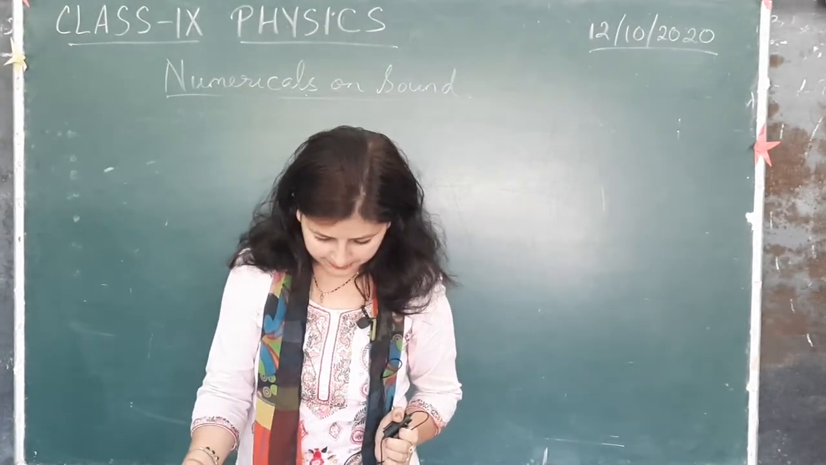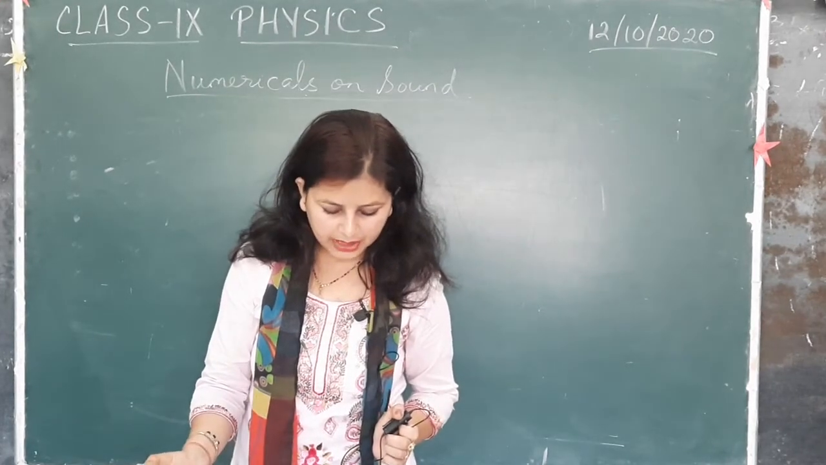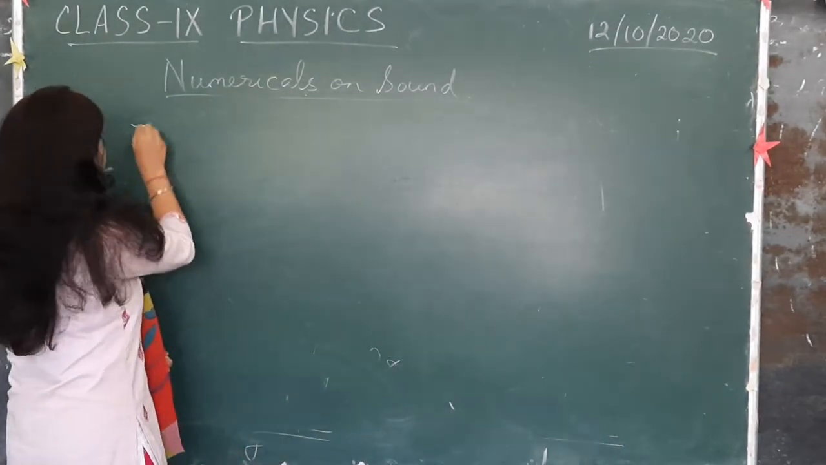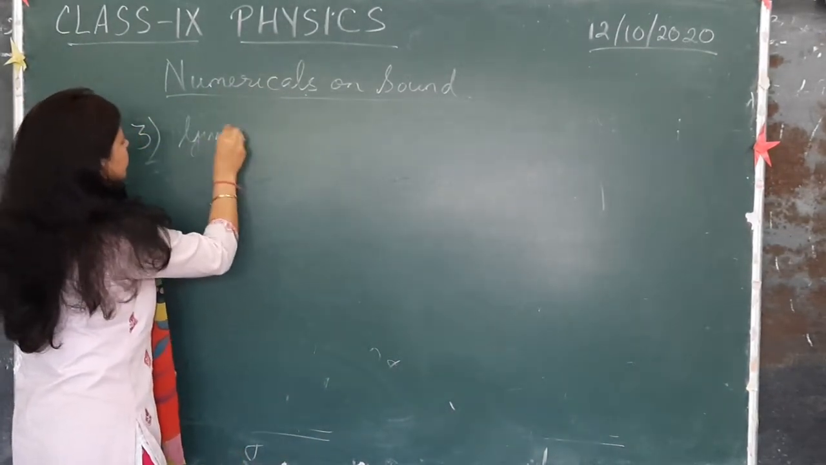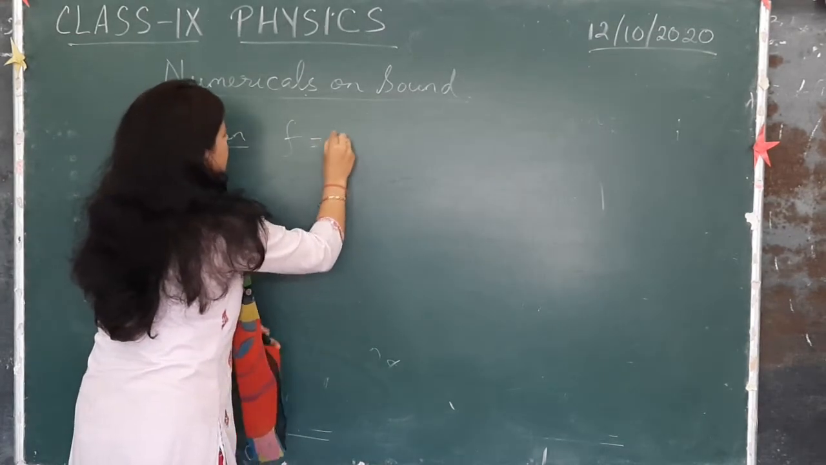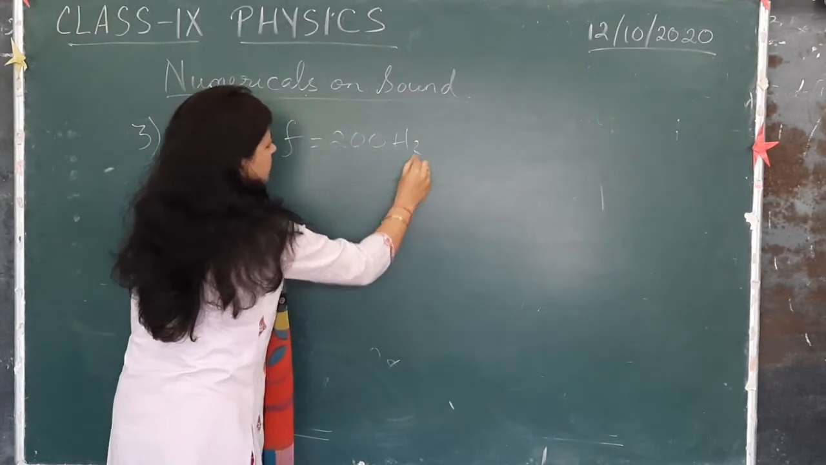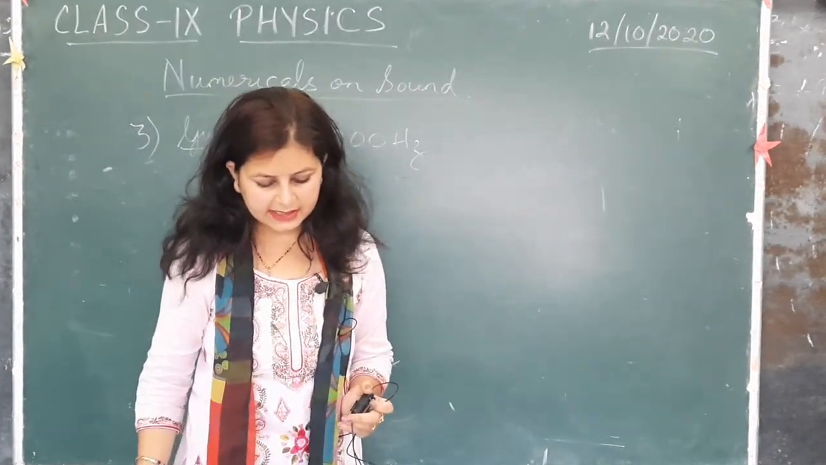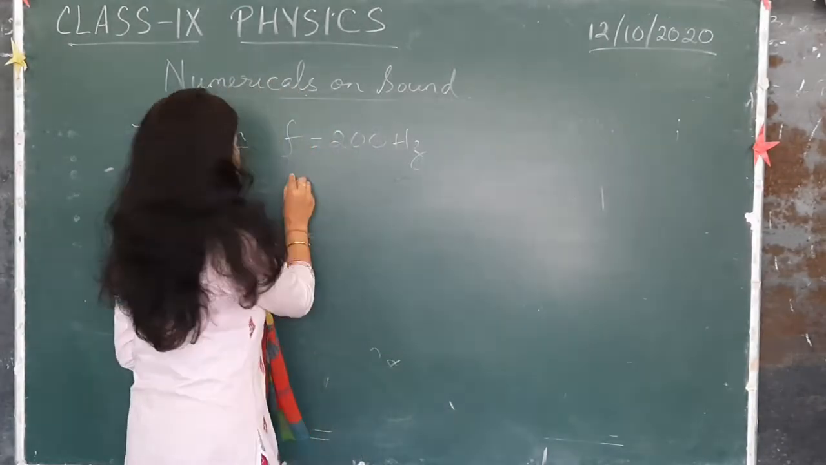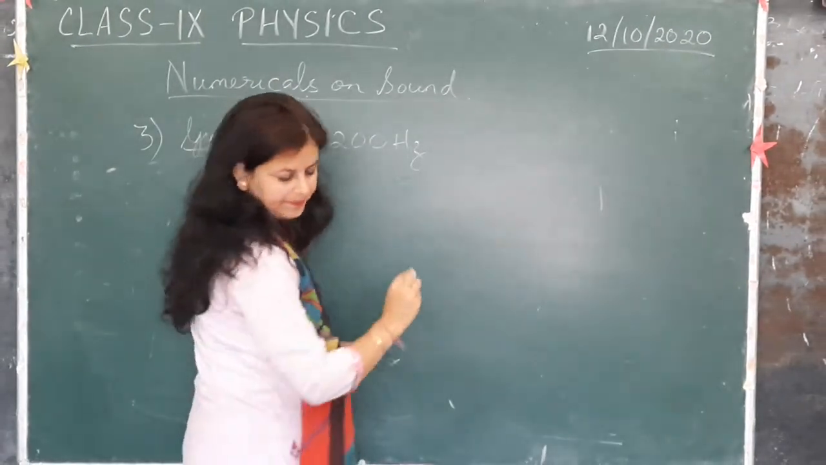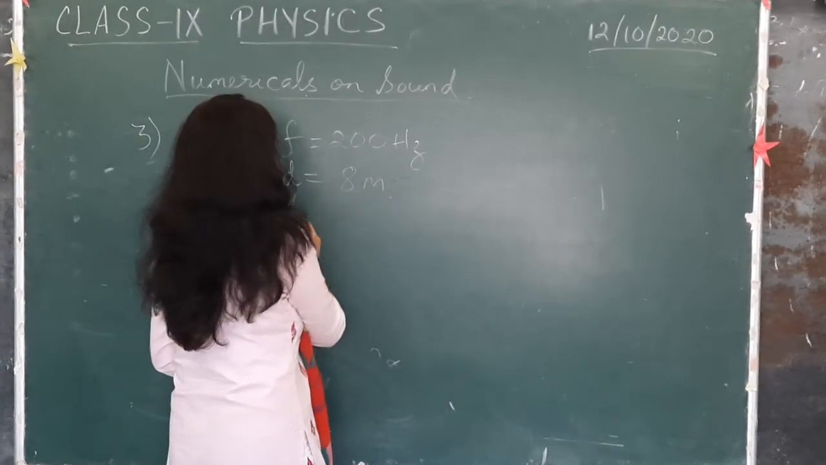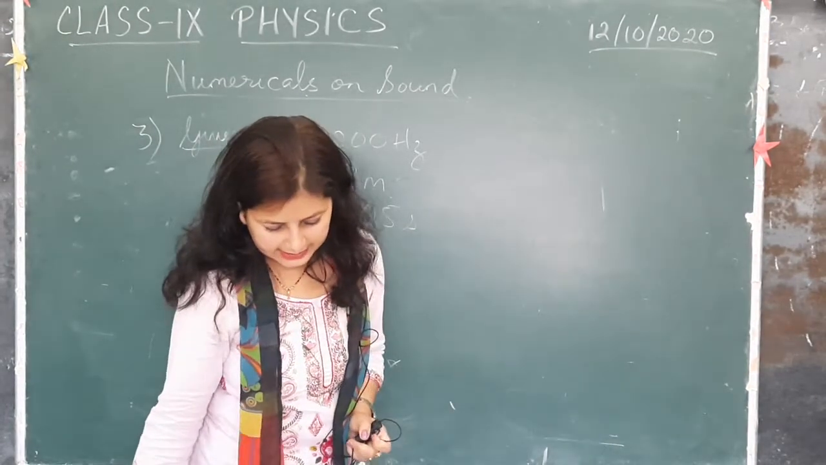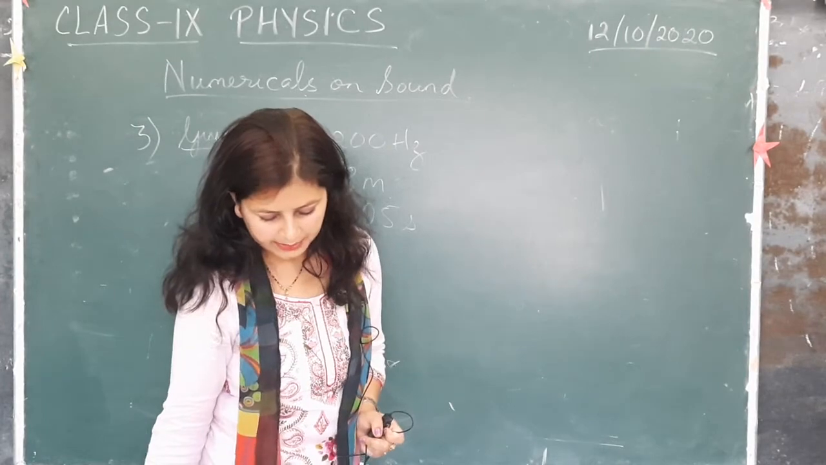Next question, number 3. A wave pulse of frequency 200 Hz on a string moves a distance of 8 meter in 0.05 seconds. So for question number 3, given frequency is equal to 200 Hz. Here distance is given to be 8 meter and time is equal to 0.05 second. Calculate the velocity of the pulse.